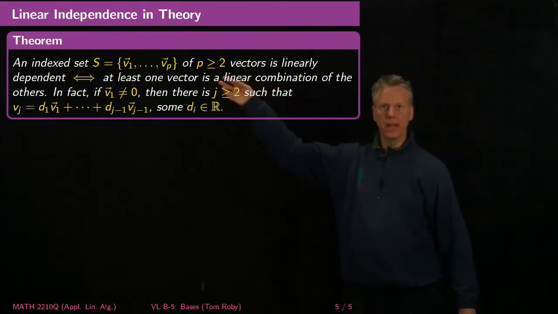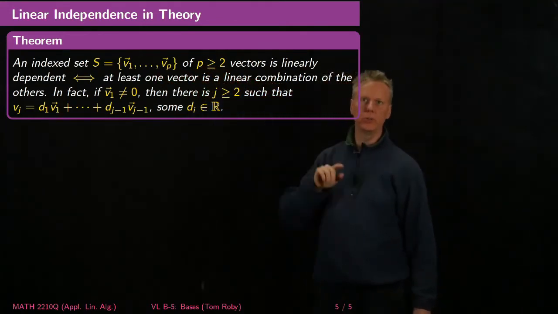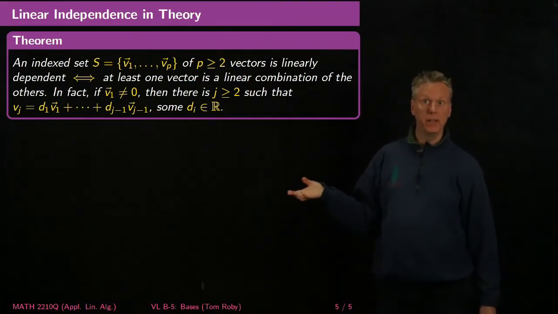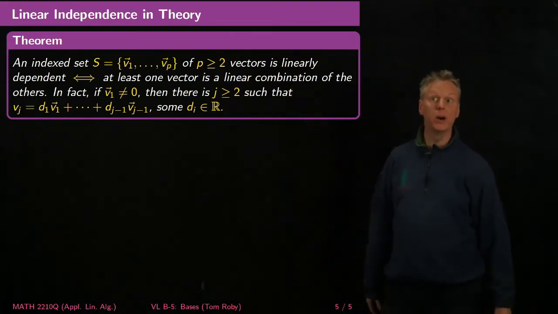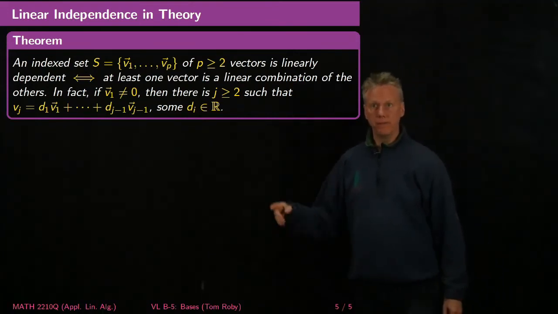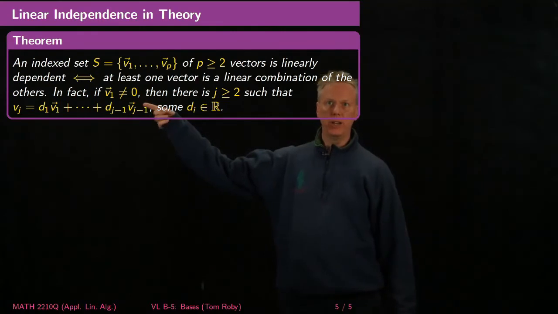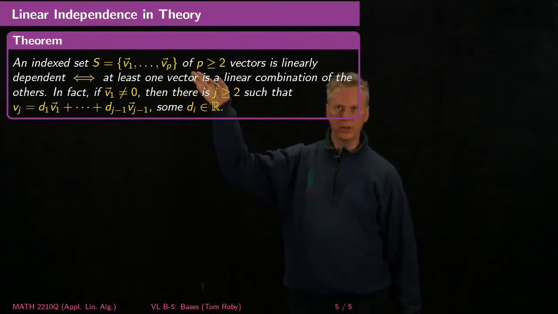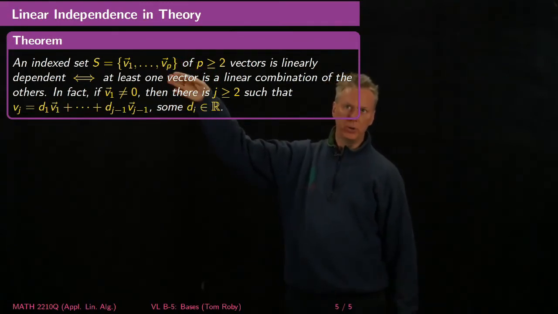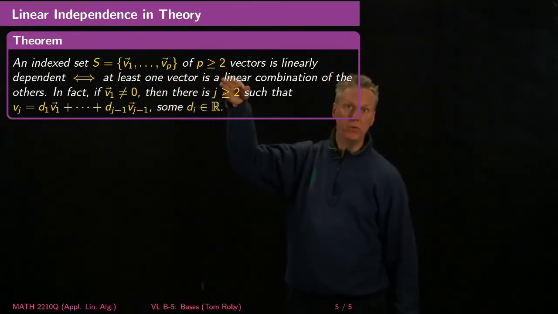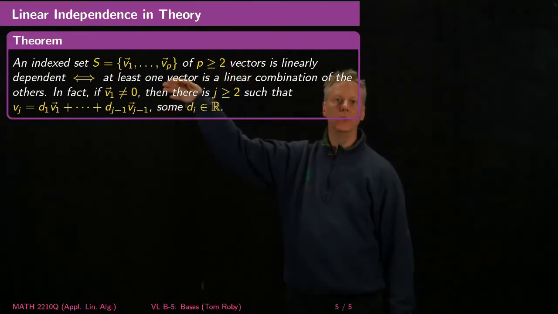Suppose I've got an indexed set of at least 2 vectors, v1 through vp. Then it's linearly dependent if and only if at least one vector is a linear combination of the others. In fact, if v1 is not 0, then I can always find some j bigger than or equal to 2. So, I check, is v2 a multiple of v1? No. Is v3 a linear combination of v1 and v2? Yes or no. Is v4 a linear combination of v1, v2, and v3?